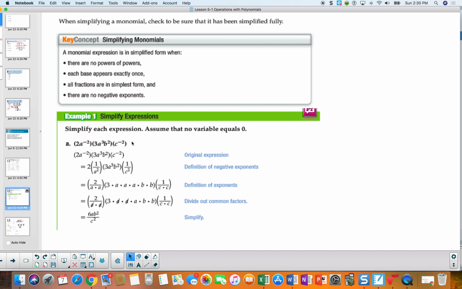It is not simplified. I can see there's negative exponents here, and I can see there's some repeating of a's, so we want to simplify it. So we're going to change these negative exponents into the reciprocals, 1 over a to the second, and this one, 1 over c to the second. And we can expand them, and when we expand them, we can see there's some simplifying that can occur. We gather them all up, and we're going to get 6ab squared c squared. Now we know this is simplified because there's no repetition of powers, there's no negative exponents, and all fractions are simplified.